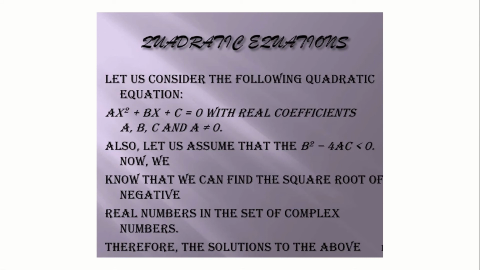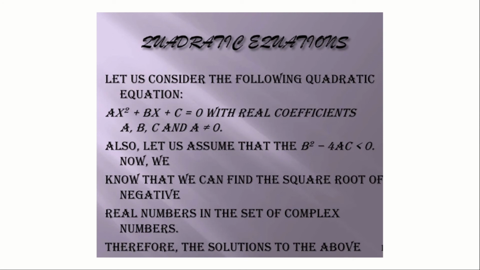Let us consider the following quadratic equation: ax square plus bx plus c. The highest power is 2. If the highest power is 2, then it will be quadratic. If the highest power is 1, then it will be linear. If the highest power is 3, then it will be cubic. Here we discuss only the quadratic equation where the highest power is 2.